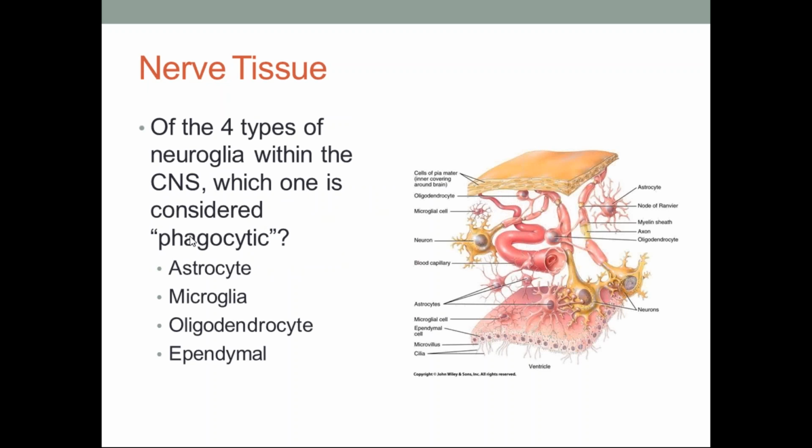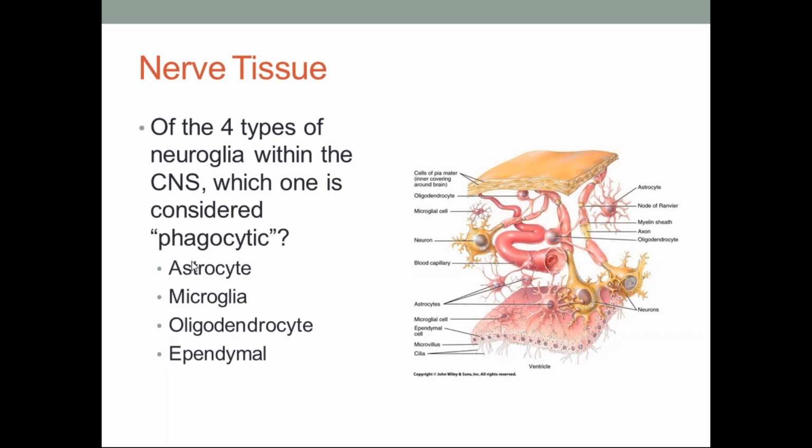All right. Of the 4 types of neuroglia within the central nervous system, which one is considered phagocytic? So you can just type this one right in. Good job, Natalie. Okay, so the microglia. A way to remember that is it starts with an M, just like macrophages, right? Okay, so we can see the microglial cells right there.